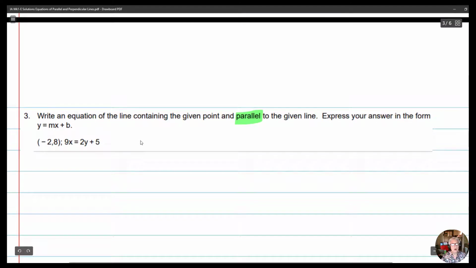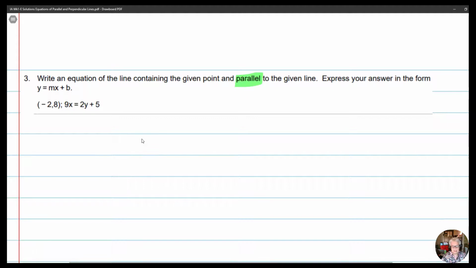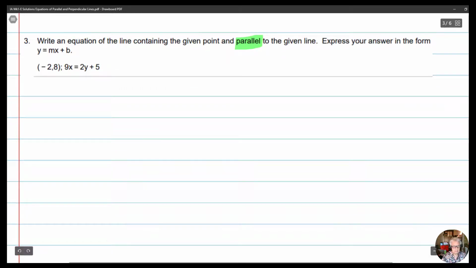Now here we have one more parallel line. Oh goodness. Should we do it? Yeah, I guess. This is a little different. We have 9x equals 2y plus 5. We have to solve for y to find out what the slope is.